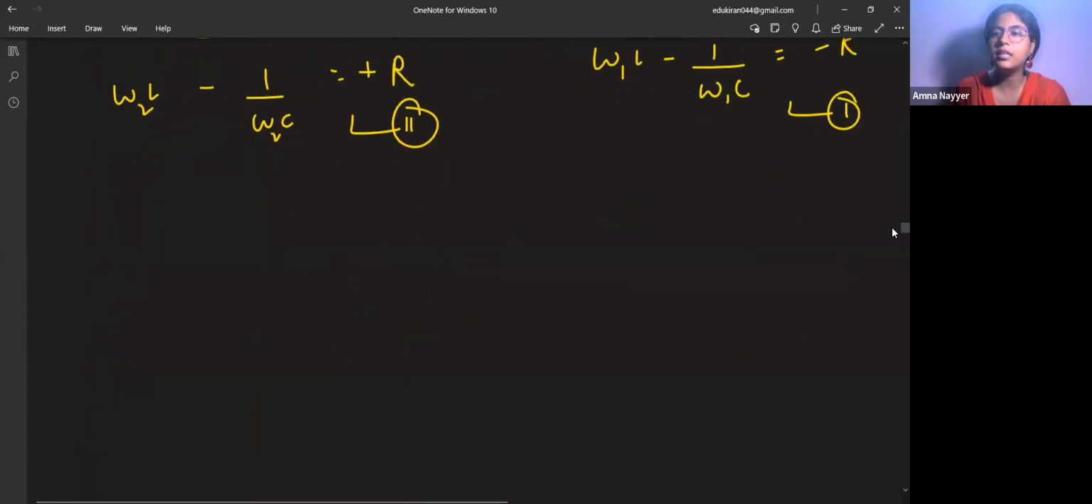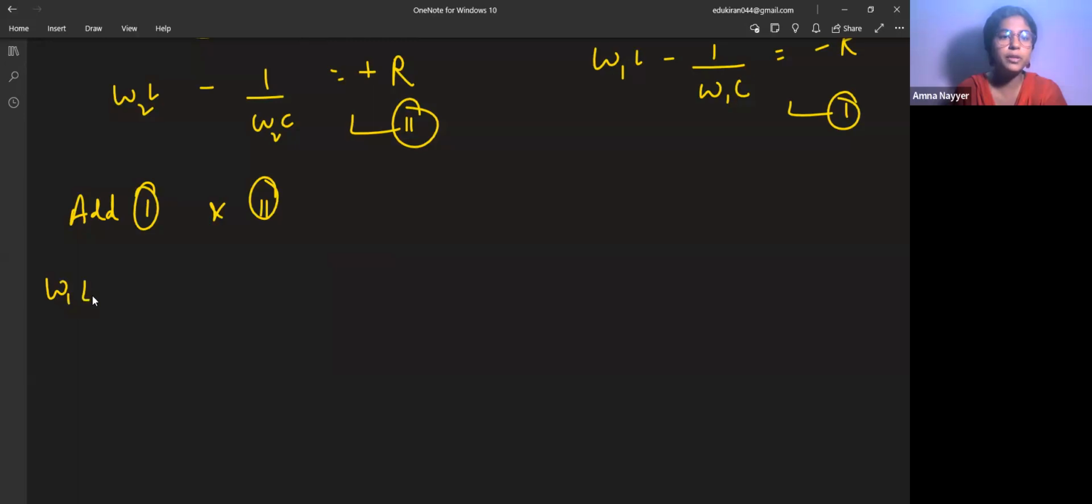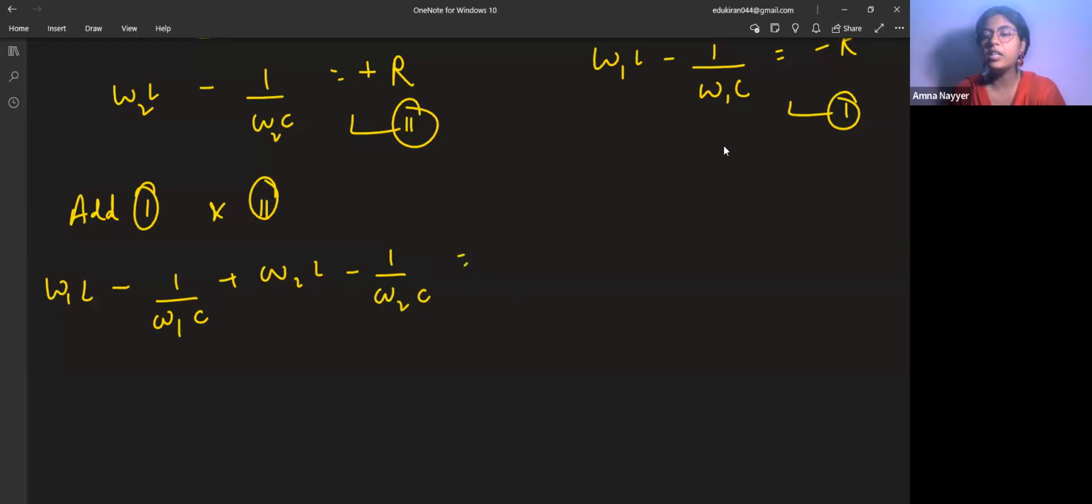Only till here we could complete, right? I told you we have received two equations, omega 1 and omega 2. So let's just add 1 and 2. If you add them, this becomes omega 1 L minus 1 by omega 1 C plus omega 2 L minus 1 by omega 2 C. And when you are adding the right hand terms, this becomes plus R minus R. So this actually cancels, right? So this becomes 0.